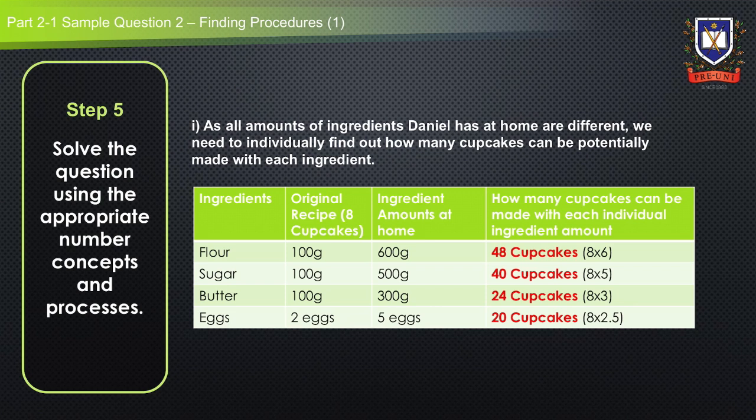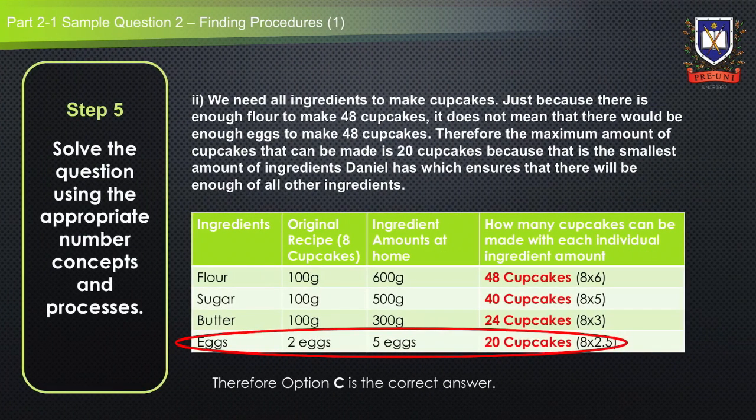So therefore, we can notice that the maximum number of cupcakes that Daniel can make is 20. But before we continue to solve the question and find out the maximum amount of cupcakes Daniel can make, we need to first understand that all ingredients are needed to make cupcakes.